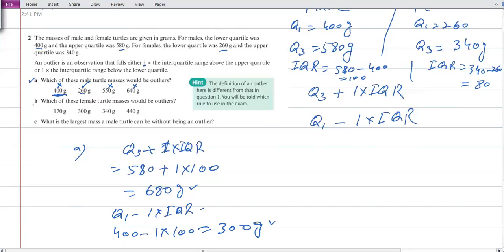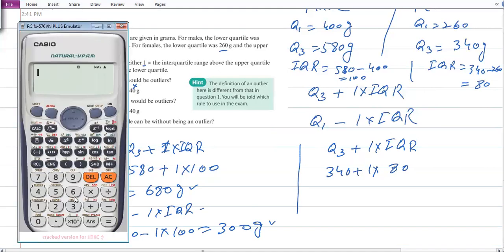Now, in the same way, part B. Which of these female turtles would be outliers? For females, calculate the same factor, Q3 plus 1 time interquartile range. For the female it is 340 plus 1 into 80, so 340 plus 80 will be 420.